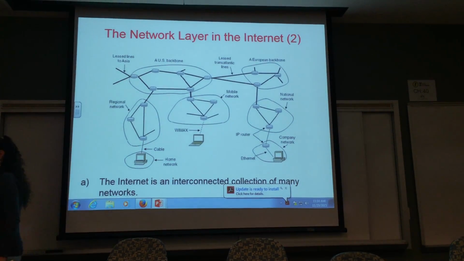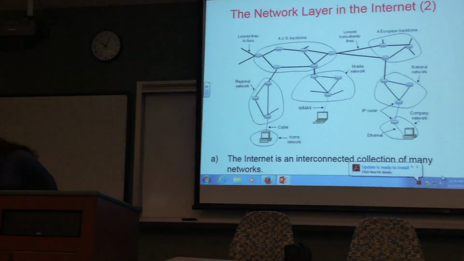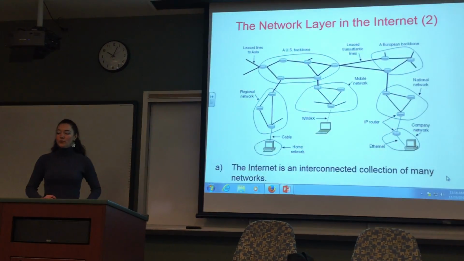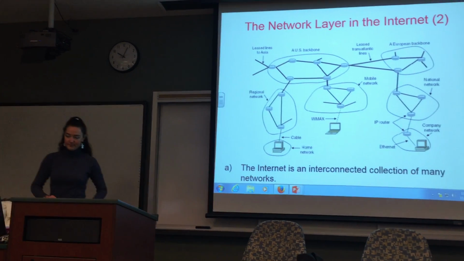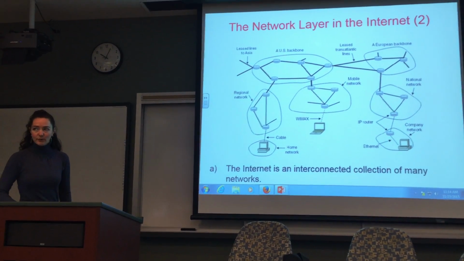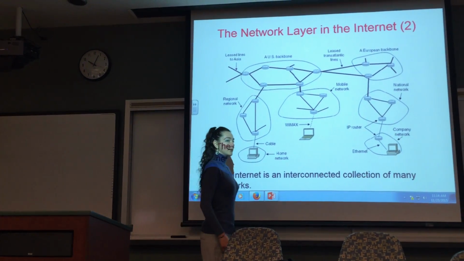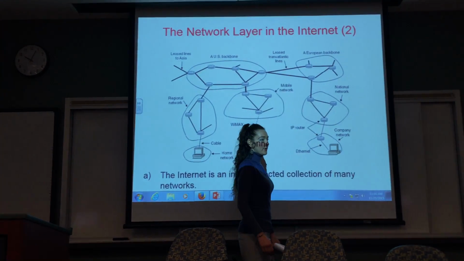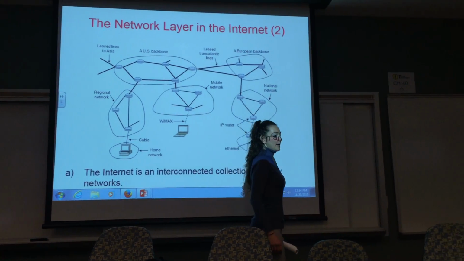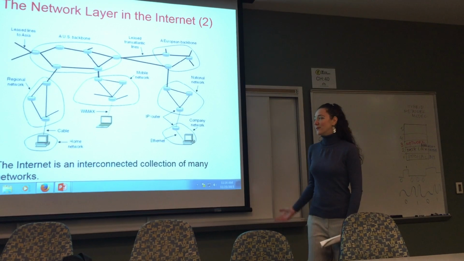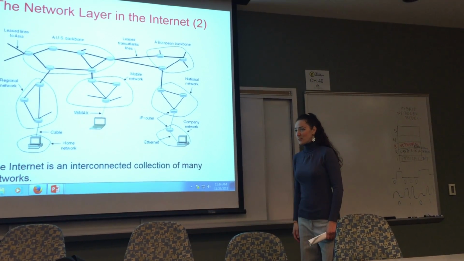Do you guys remember last time what was the description of the network layer? What was the network layer doing? We were looking at the OSI reference model, and we did a video case for the OSI reference model that explained what each layer is doing. Does anybody remember what the network layer does?